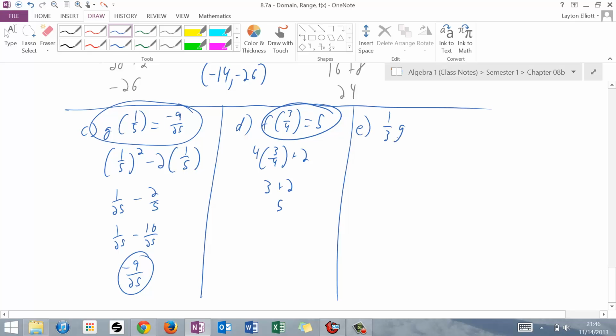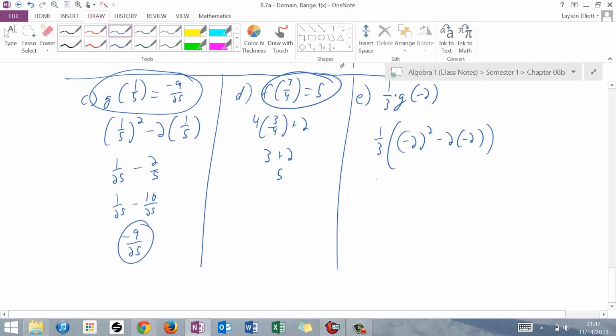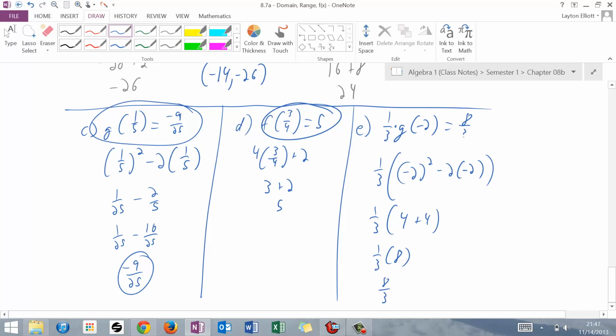1/3 g of negative 2. Okay, let's pause here. 1/3 times g of negative 2 is really what that means. So I'm going to stick the invisible dot in here. I'm going to keep the 1/3 on the outside, but then I'm going to do g of negative 2 separately, which is negative 2 squared, and then minus 2 times negative 2. So then that's 1/3 times 4 plus 4, or 1/3 times 8, or 8/3. So 1/3 g of negative 2 is 8/3.